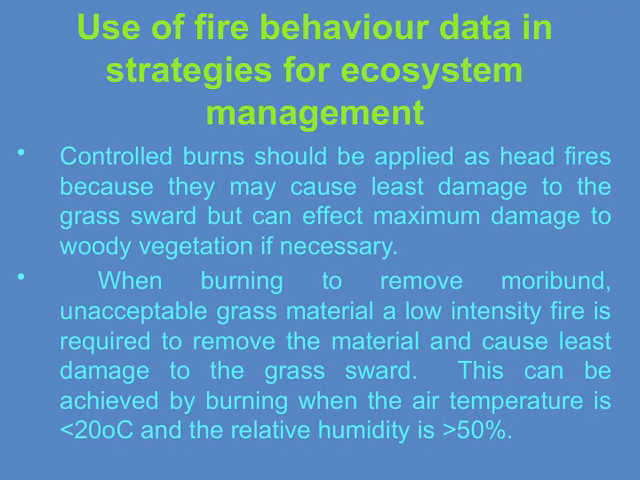When it comes to using fire behavior data in ecosystem management strategies, one key point is that controlled burns should ideally be applied as head fires. This approach tends to cause the least damage to the grass sward, which is often a primary concern. At the same time, head fires can be quite effective at targeting woody vegetation, allowing us to manage that aspect if necessary. Now, when we're burning to remove dead or unacceptable grass material, it's important to keep the fire at a low intensity. This helps us remove the unwanted material while minimizing damage to the healthy grass.